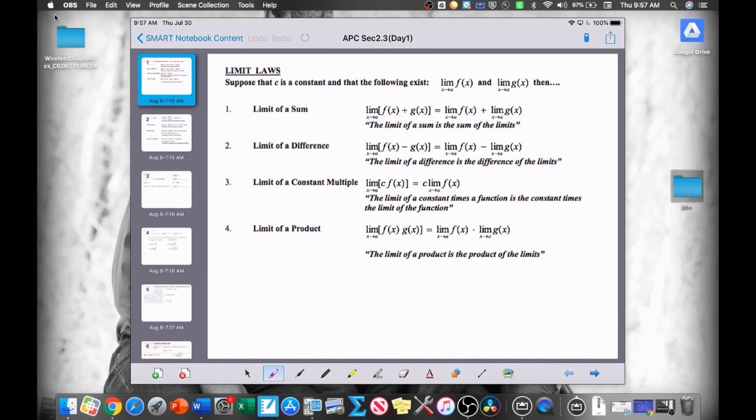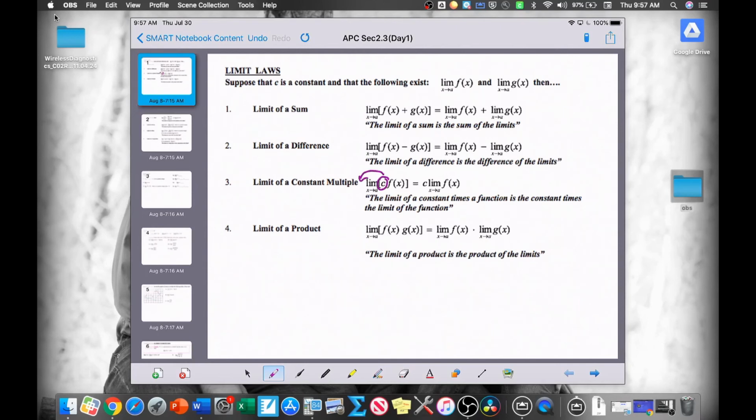The limit of a sum is the sum of the limits. So if you're adding two functions together, the limit as x approaches a would be the limit of those two functions evaluated at a added together. The limit of a difference is the same concept. The limit of a constant multiple says that you can take this c value and bring it out in front of the limit.